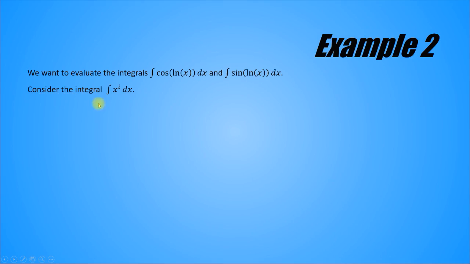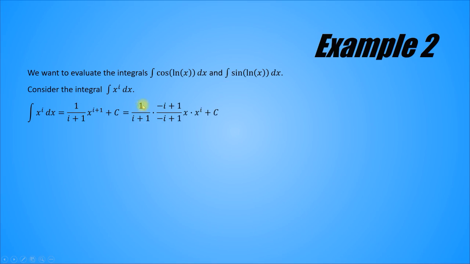And we're going to consider the integral of x to the i dx. So this is easy to integrate. We just use the power rule. So the integral of x to the i dx is 1 over i plus 1, x to the i plus 1, plus c. And believe it or not, at this point, the integration is done. We just need to clean this up.